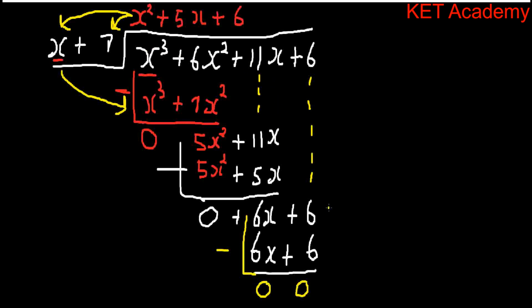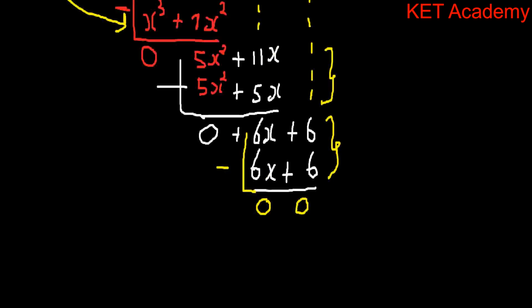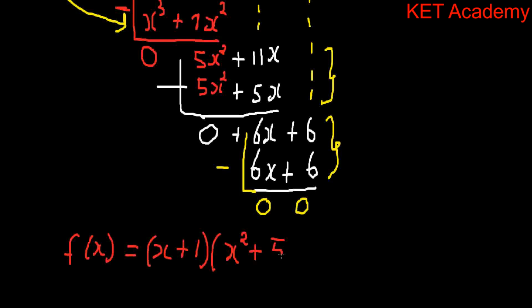So if you're solving and you discover that you're not getting 0 here, what you simply need to do is go back to any of these steps and check if you made a mistake, because normally it should give you 0 here, so that now you can finally write your polynomial as f of x equal to x plus 1 times x squared plus 5x plus 6.